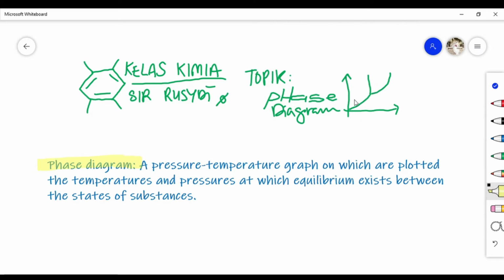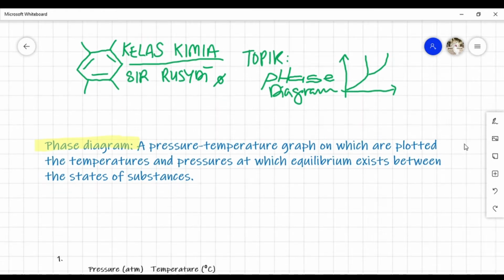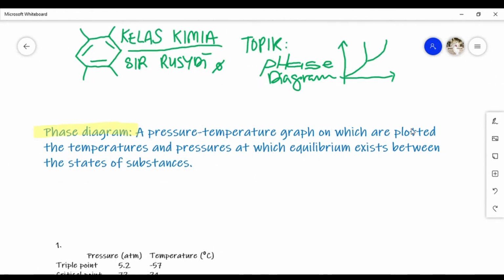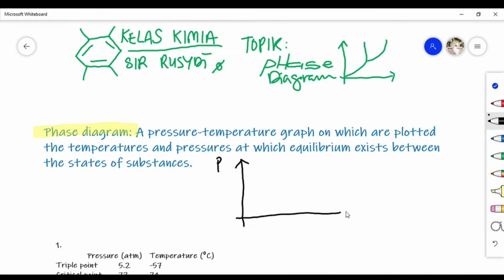Okay, kalau kita tengok ada terbahagi kepada 3 area. Kalau tak apa saya lukis dulu. Right, so it is divided into 3 parts. So secara kasar je lah saya lukis. Right, so it's a pressure temperature graph. So kita ada axis of pressure, and then kita ada kat sini axis of temperature. Okay, so these are the axes of the graph.